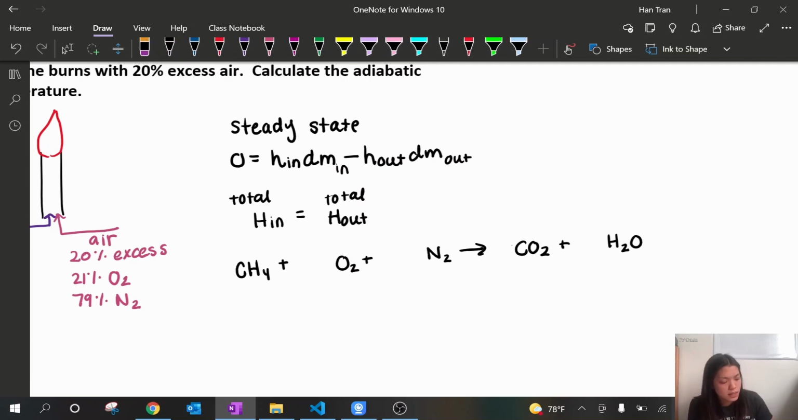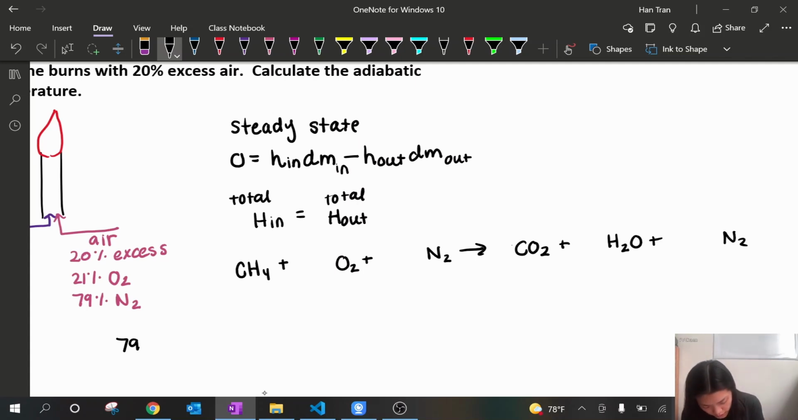So now we can begin making sure that the moles of oxygen, nitrogen, carbon, and hydrogen are balanced on both sides. But before we do that, we have to note that there is 21% oxygen and 79% nitrogen in air, so they're not in equal parts. We have to account for that by making sure that we add more of the nitrogen.